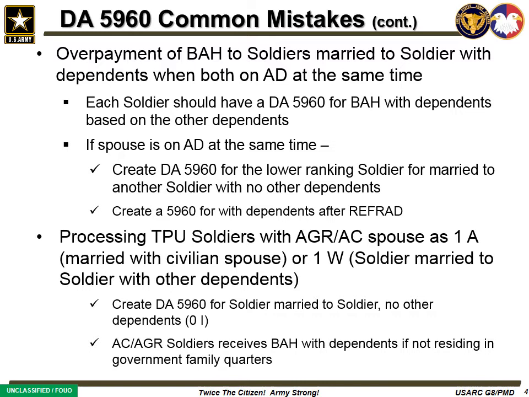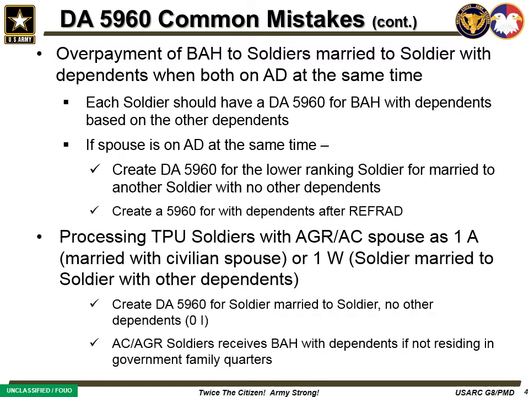If the higher ranking soldier was REFRAD while the lower ranking soldier is still on active duty, submit a USAR Form 24R to the USAR Pay Center to request the additional BAH due to the soldier. Include the spouse's Social Security number.